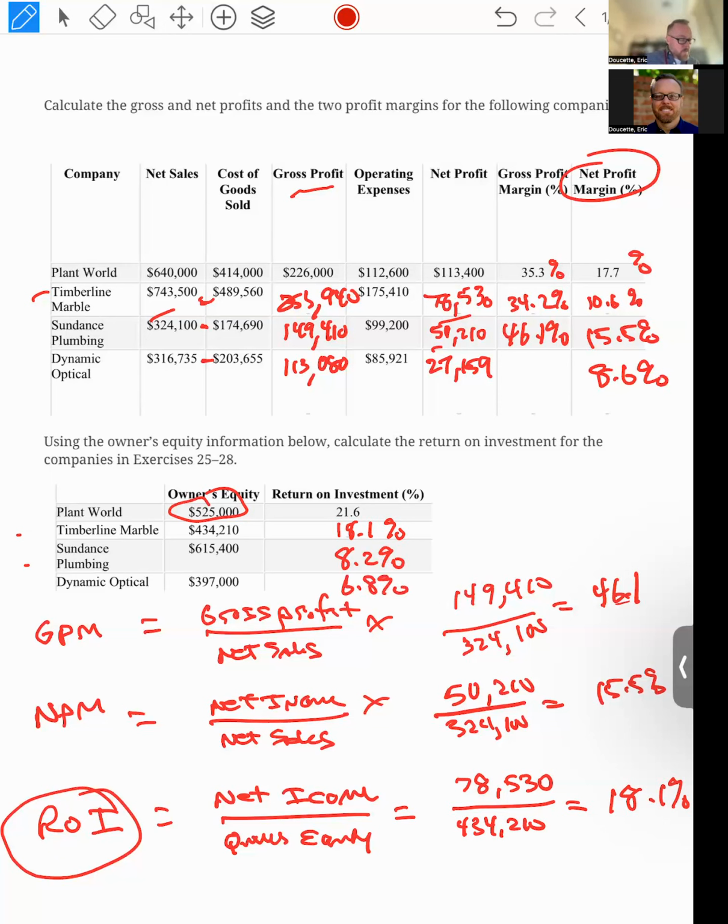And again, to do return on investment, here's what it means. This is the amount of profit generated by the firm in relationship to the amount invested by its owners. So in other words, we made 6.8% profit based off of my investment as an owner of this company, or 8.2% profit, or 18.1%, or even better, 21.6%. So the higher the number, the more you're making money off of your money, is what it's stating.